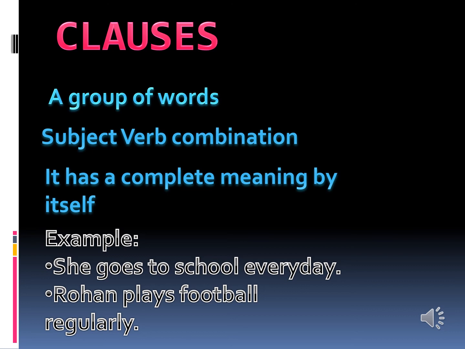Rohan plays football. So again you can say Rohan plays football regularly. So Rohan is the subject and plays is the finite verb. It can change. When I say finite verb, it means the verb which can change the tense or change according to the subject.